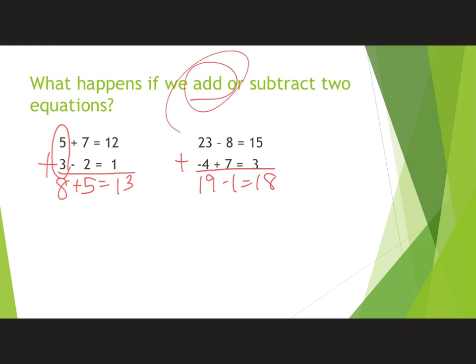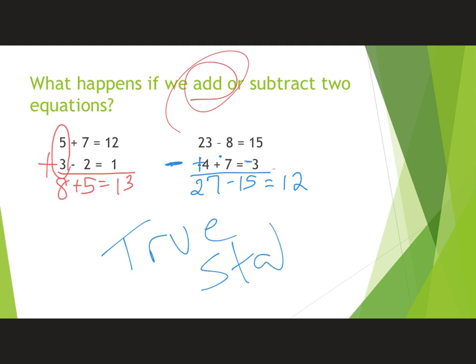So let me go through here and subtract this one. What happens if I subtract this one over here instead of adding it? Remember, subtracting basically gives a negative to each of the terms, so I'm going to make this a positive. This becomes a negative. This becomes a negative. So 23 plus 4 is 27. Negative 8 and negative 7 is negative 15. And positive 15 and negative 3 is 12. Well, we still have a true statement.